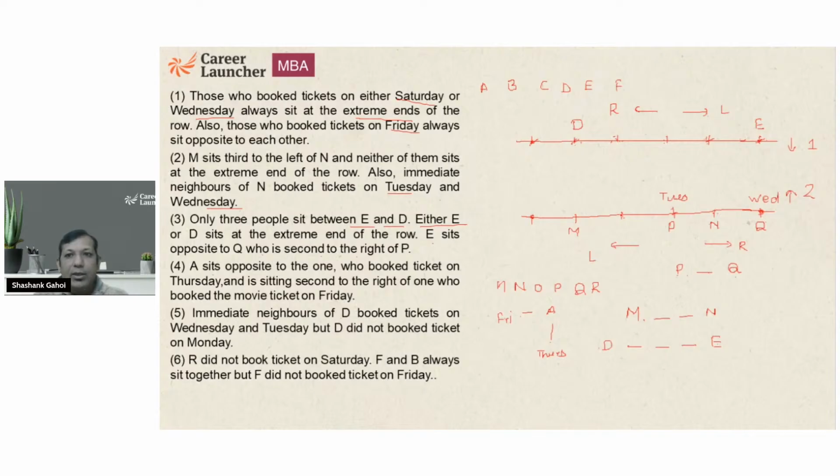If A is here, then this must be A and this must be Friday. Doesn't work. Why? Because the corner should be either Saturday or Wednesday. So it means the only possibility for A is this. This is A. This is going to be Friday. This is going to be Thursday. And this is going to be Friday because people from Friday always sit opposite to each other. So this is what we got. Okay.